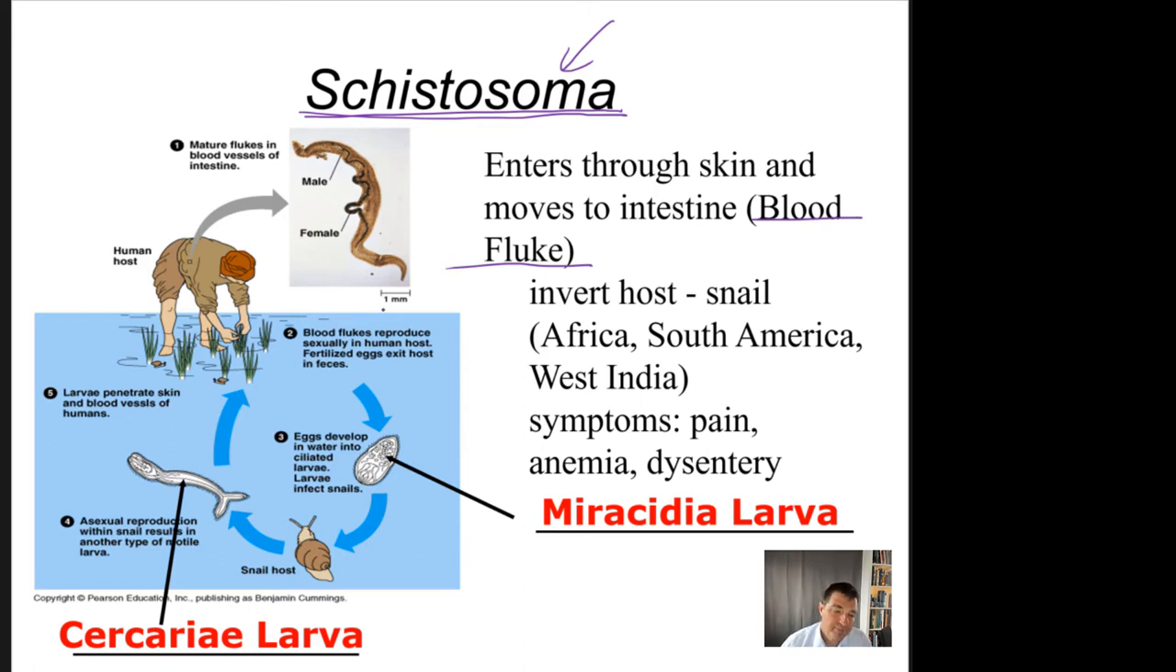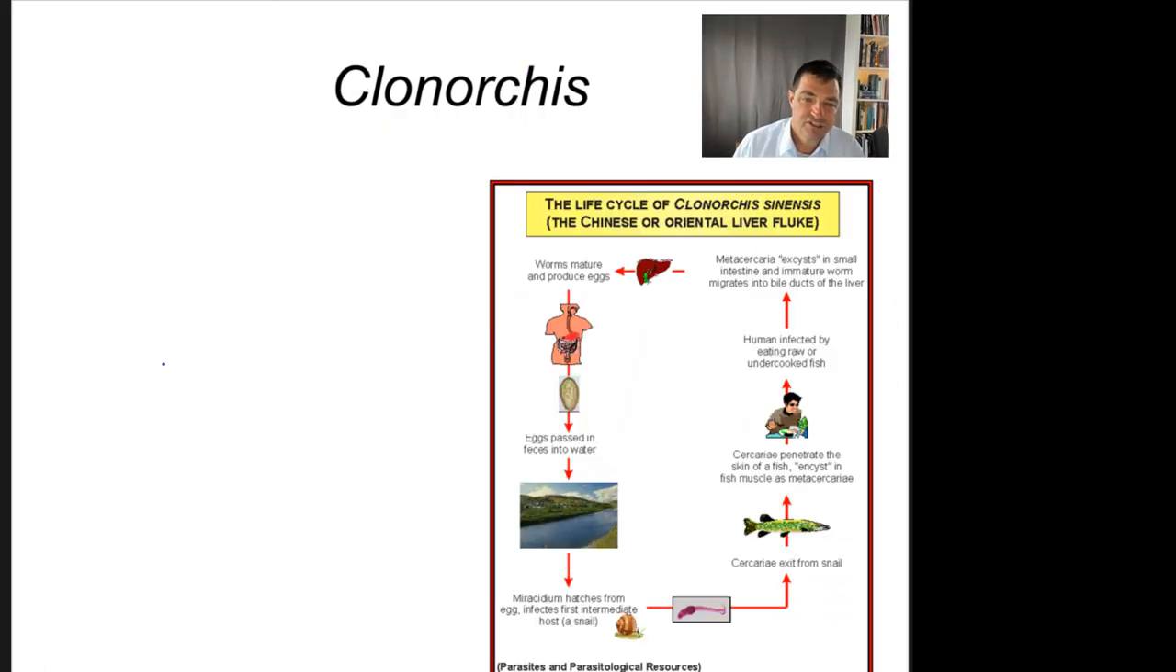But in this particular case, what happens is a person's infected and goes to the bathroom, and the feces washes into a lake or pond or stream, and that's where the eggs develop into these miracidia larvae that come out of the human, and then they burrow into this snail here. They develop in the snail, and they come out of the snail as the cercaria larva. The cercaria larva is a free swimming larva that burrows into the skin in your foot, a little cut on your skin, and gets back inside your body, and that's how it completes the life cycle of Schistosoma.